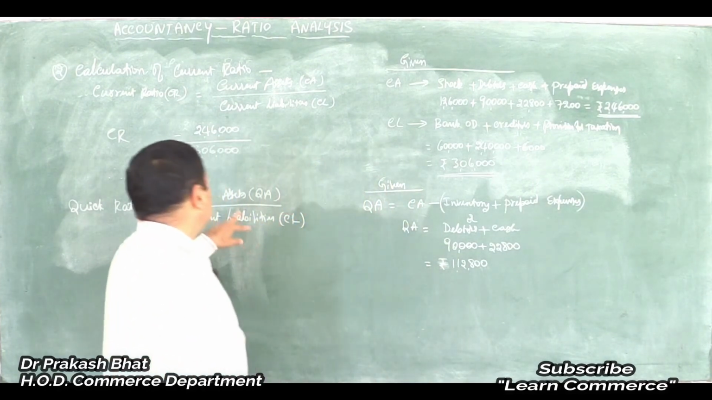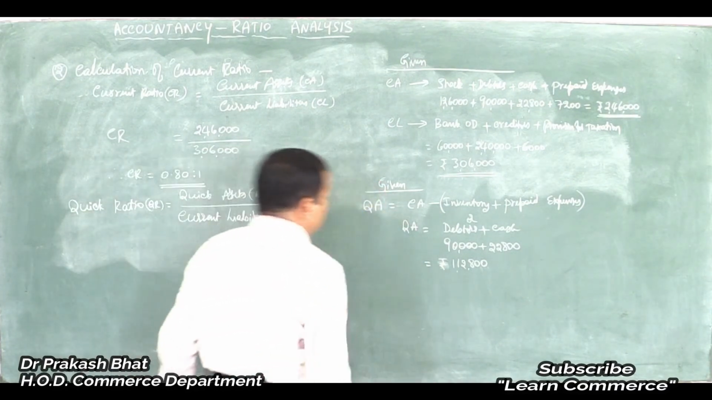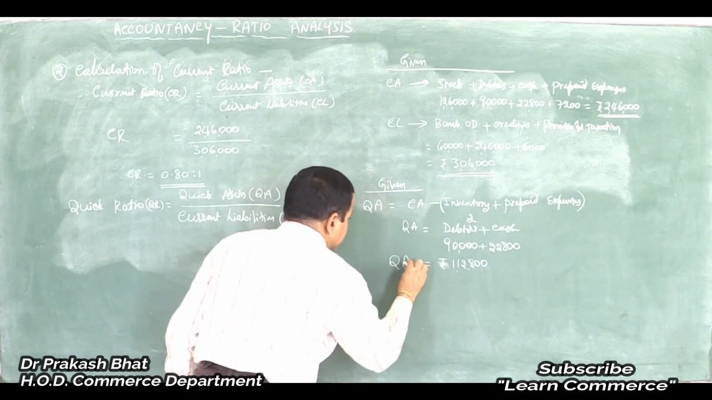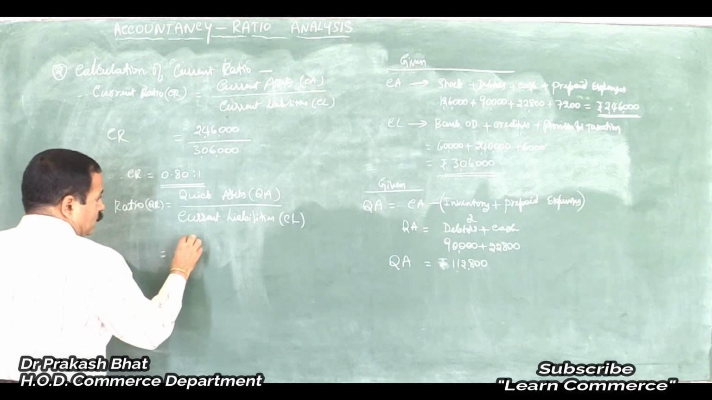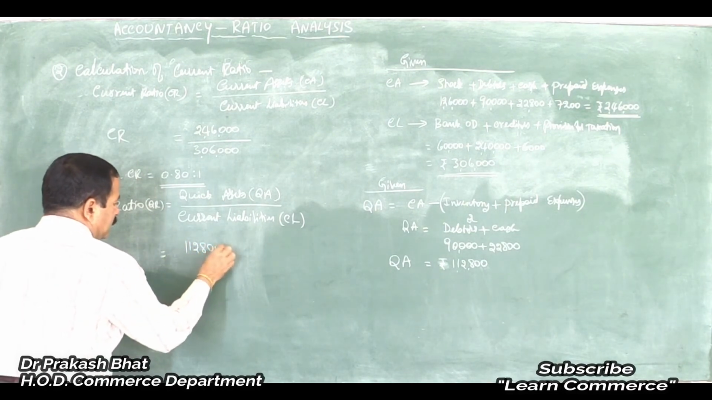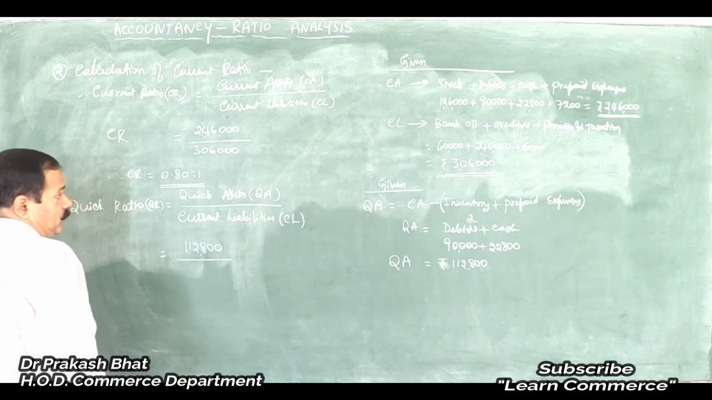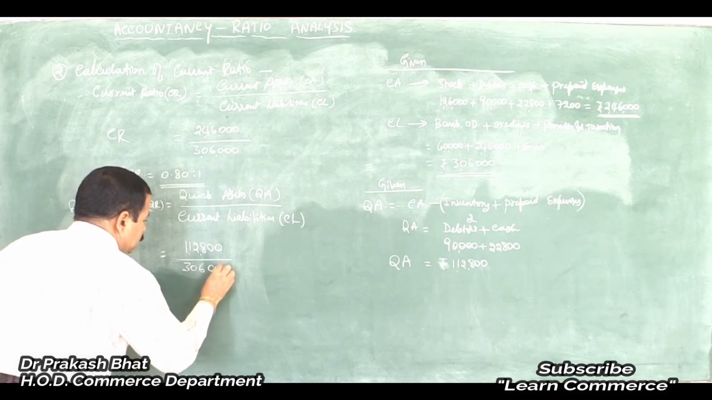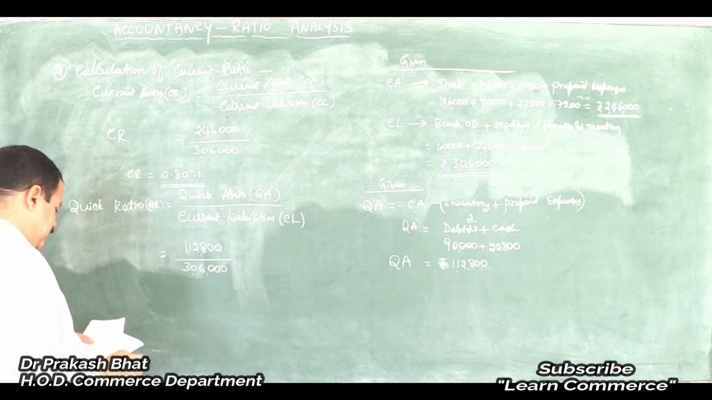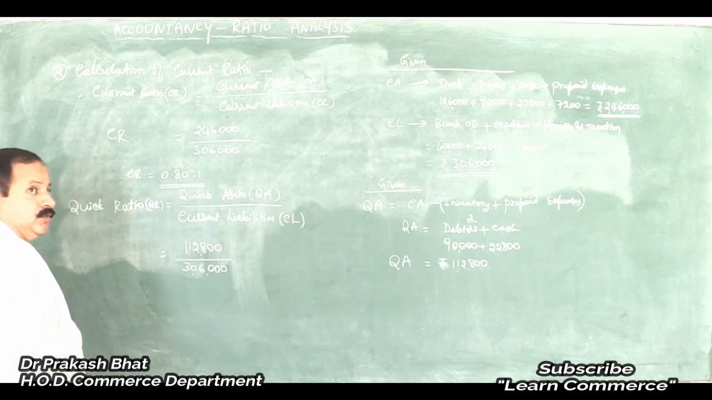And quick assets we have calculated. Current liabilities we have already calculated, no need to calculate again. Okay. Quick assets is equal to 1,12,800. Substitute the figures straight away. Quick assets 1,12,800 divided by current liabilities, which we already calculated in the previous, while calculating current ratio, 3,06,000. Now write the amount, 3,06,000. It comes to 0.37 is to 1.